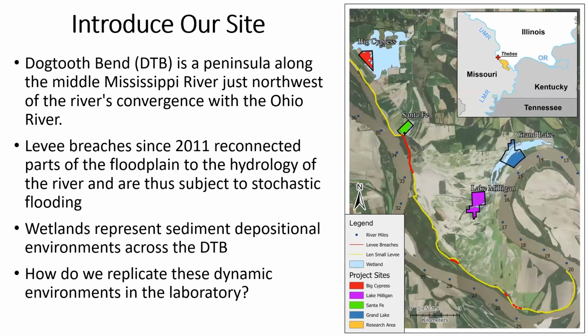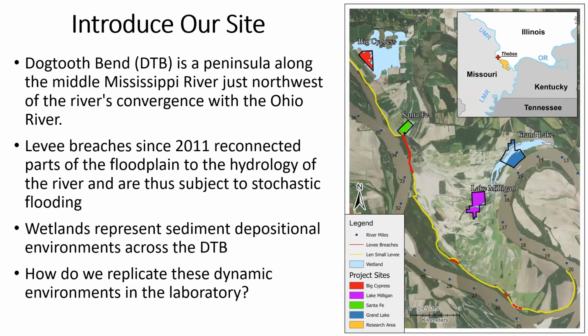Next, I'd like to introduce our field site. This is the Dogtooth Bend, a peninsula along the middle Mississippi River, just northwest of the river's convergence with the Ohio River. Levee breaches since 2011 have reconnected parts of the floodplain to the larger hydrology of the river, and thus subject it to stochastic flooding.